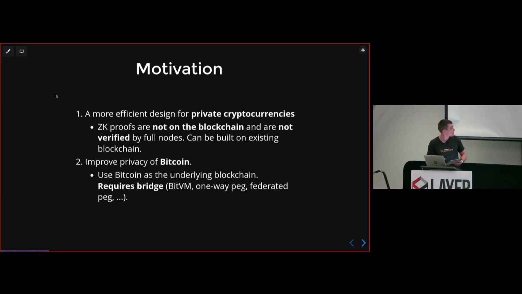But our primary motivation is improving Bitcoin's privacy, in which case shielded would use Bitcoin's blockchain. But since shielded is still a separate L1, it requires a bridging mechanism between ordinary Bitcoin and the shielded system, which can be built, for example, with a BitVM type system, but also in principle with a one-way peg or federated peg.